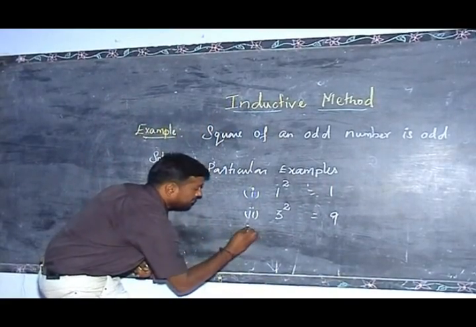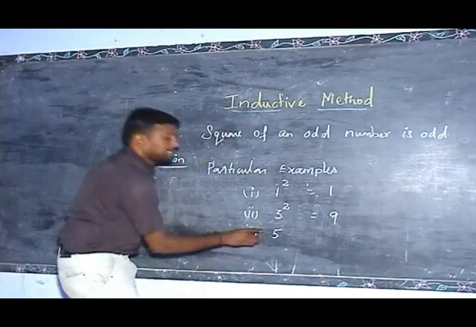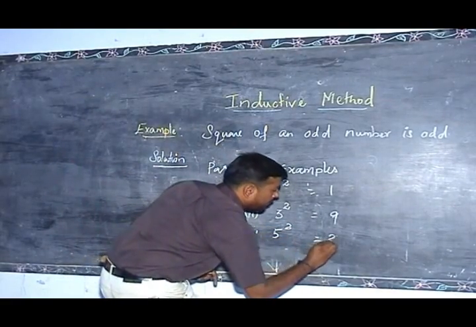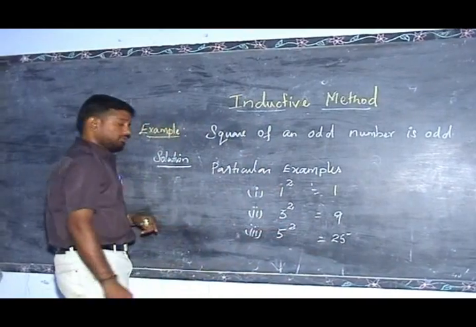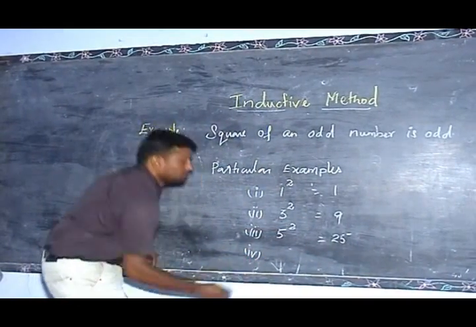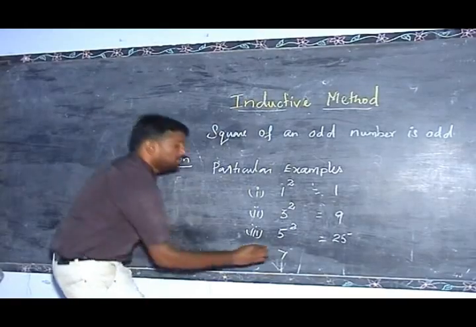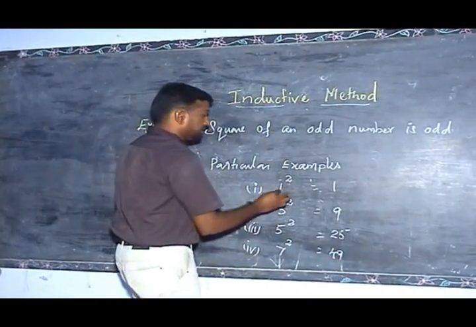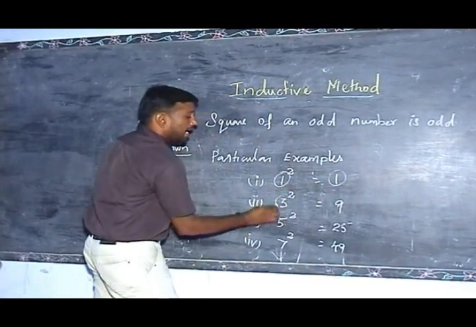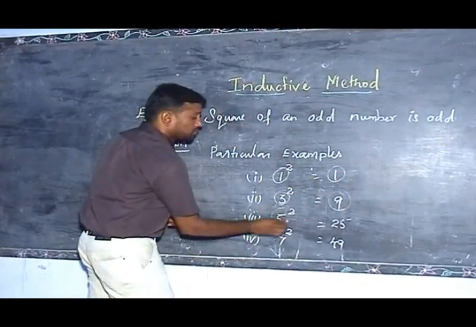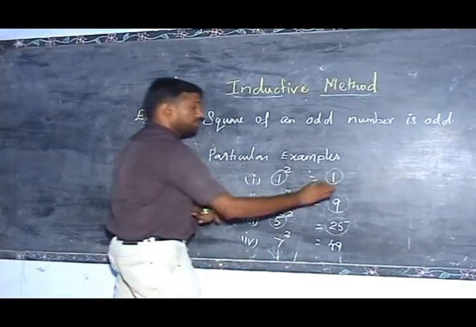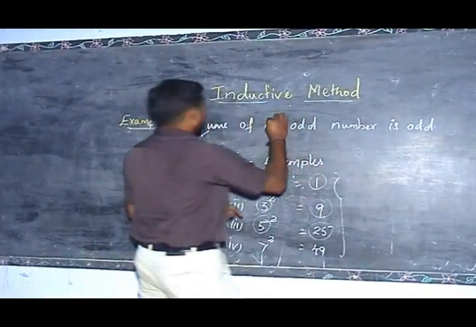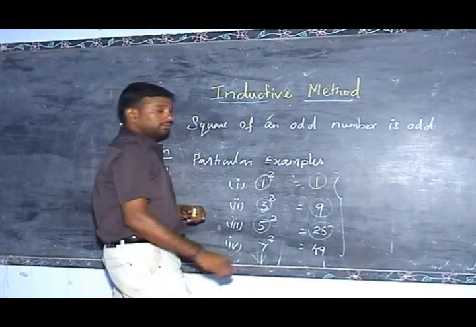Then example 3, 5. 5 is an odd number. Then I square the number, 5 square is equal to 25. It's also an odd number. Then example 4, 7. 7 is an odd number. Then 7 square is equal to 49. It's also an odd number. It means that odd square is equal to odd. From the above 4 examples, I conclude that the square of an odd number is odd.